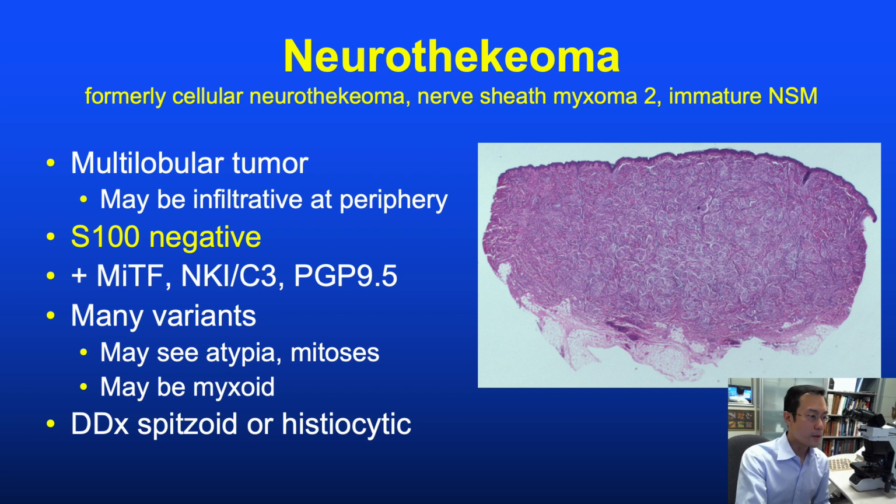So we have the multilobular pattern with the little nests or the theques, but neurofibroma is S100 negative by definition. It can express a variety of markers, some unexpected. PGP 9.5 is the one that I typically associate with neurofibroma, as well as NKI-C3, but none of these markers are specific for the diagnosis. There are also many histologic variants that we don't have time to discuss now, but the appearances of these tumors sometimes can resemble that of a Spitz melanocytic proliferation or a histiocytic proliferation.